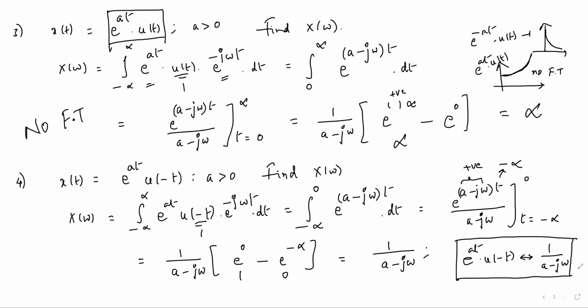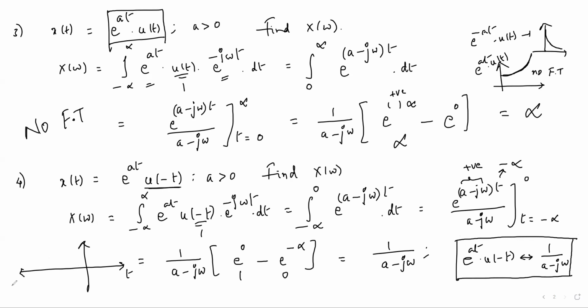Is it an exponentially falling signal or a rising signal? It is exponentially rising, no doubt in it. But what is the graph for this signal? It is a left-sided signal because u of minus t is there. So it is exponentially rising.